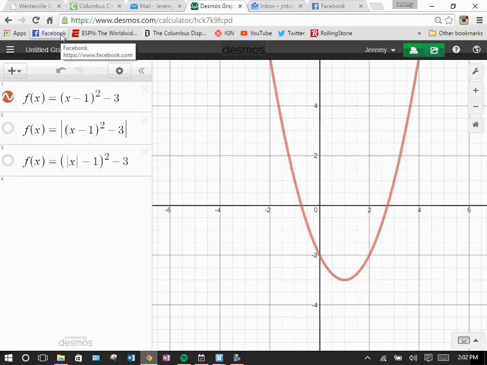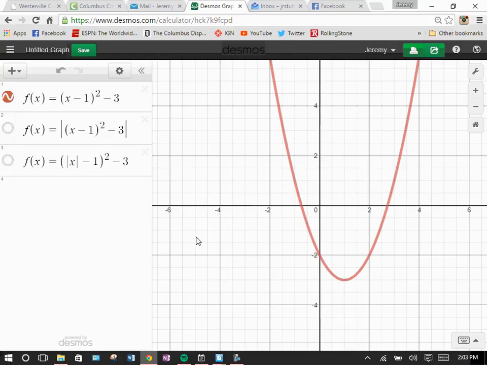Okay, so we have this function. It's a parabola. It's f of x equals (x minus 1) squared minus 3. So we see this function right here, and what we're going to do is take this function, and I can't really represent it over here, but we're taking the absolute value of f of x.